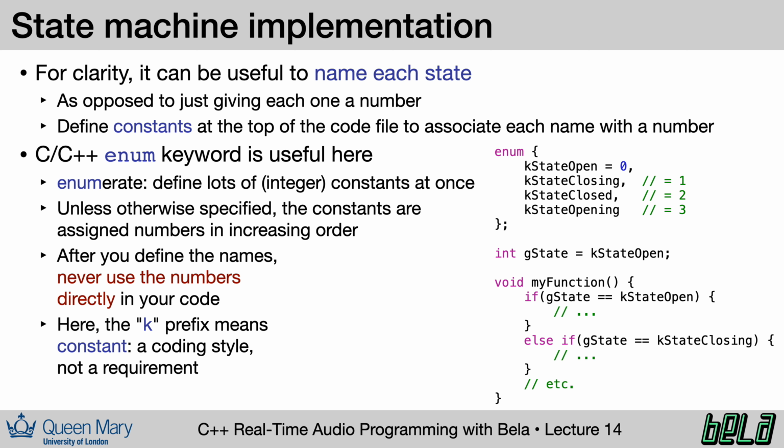Therefore, when we define gState, rather than assigning it a value of 0, we assign it the name kStateOpen, which is completely equivalent. And inside of our function, which checks for what state we're in, we also check for the names rather than the numbers.